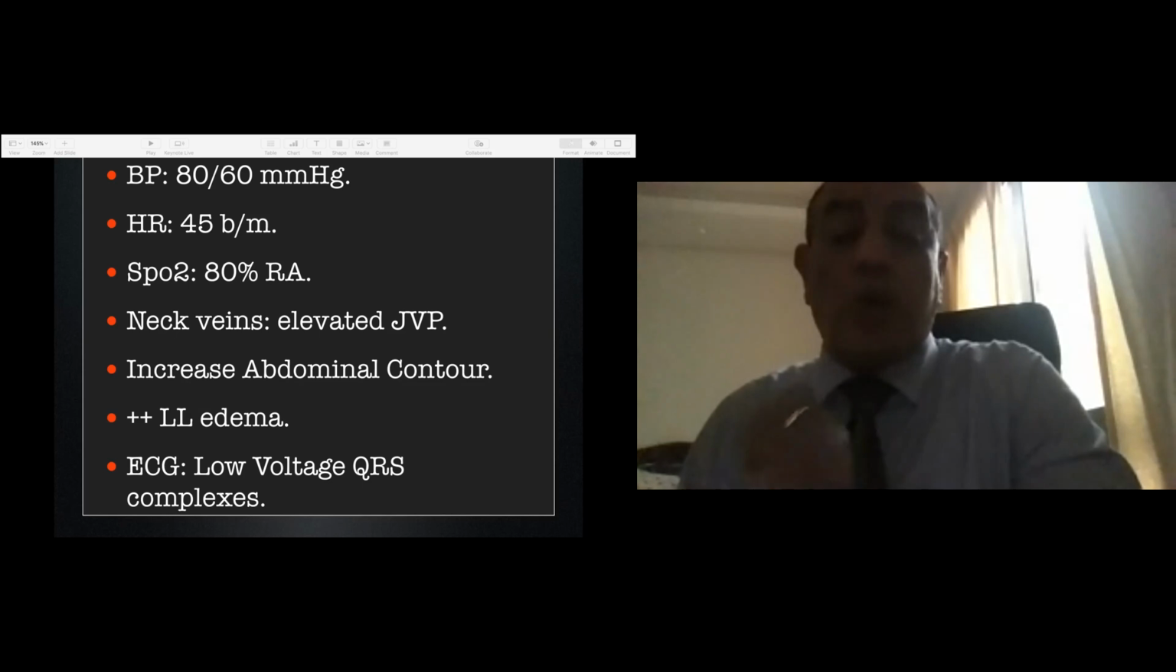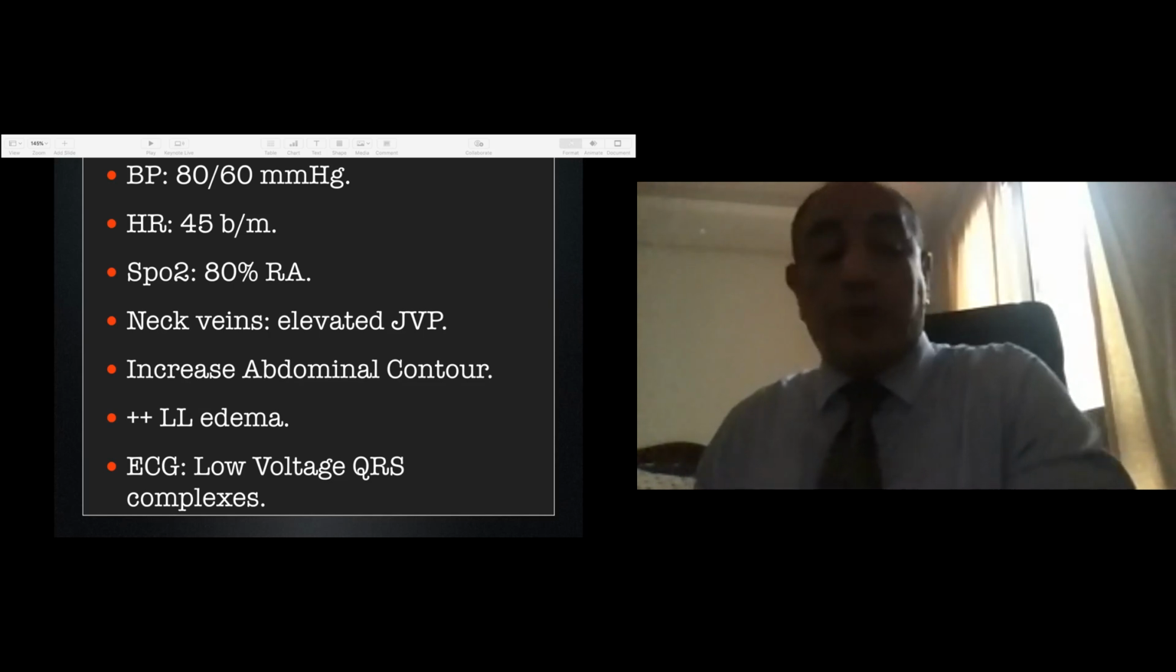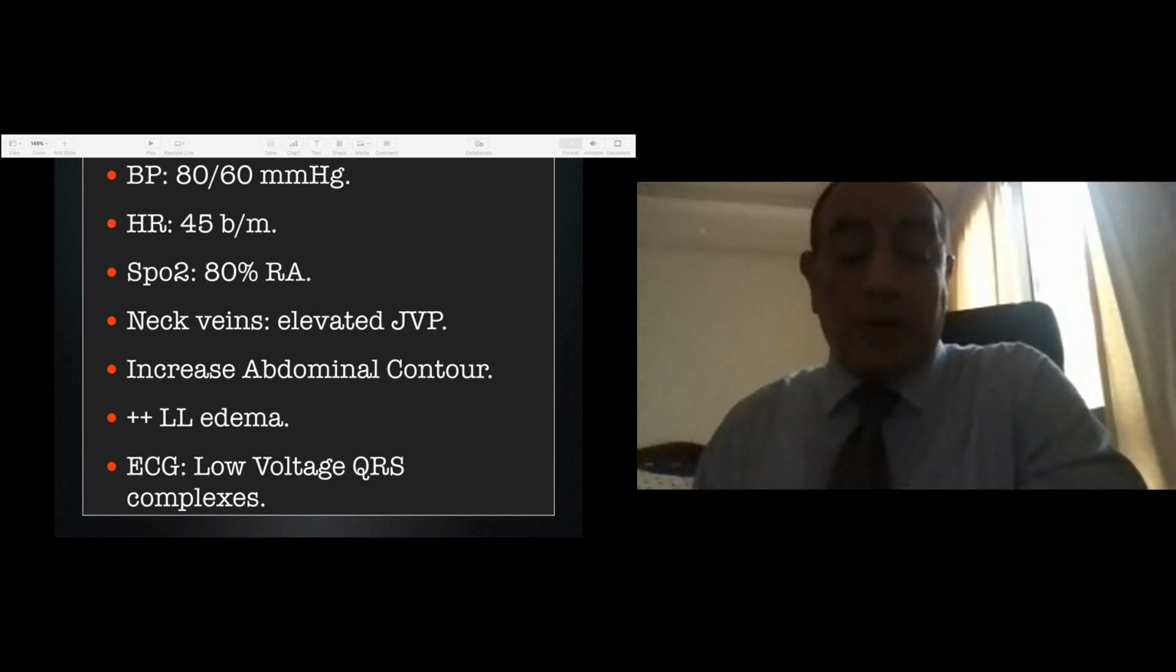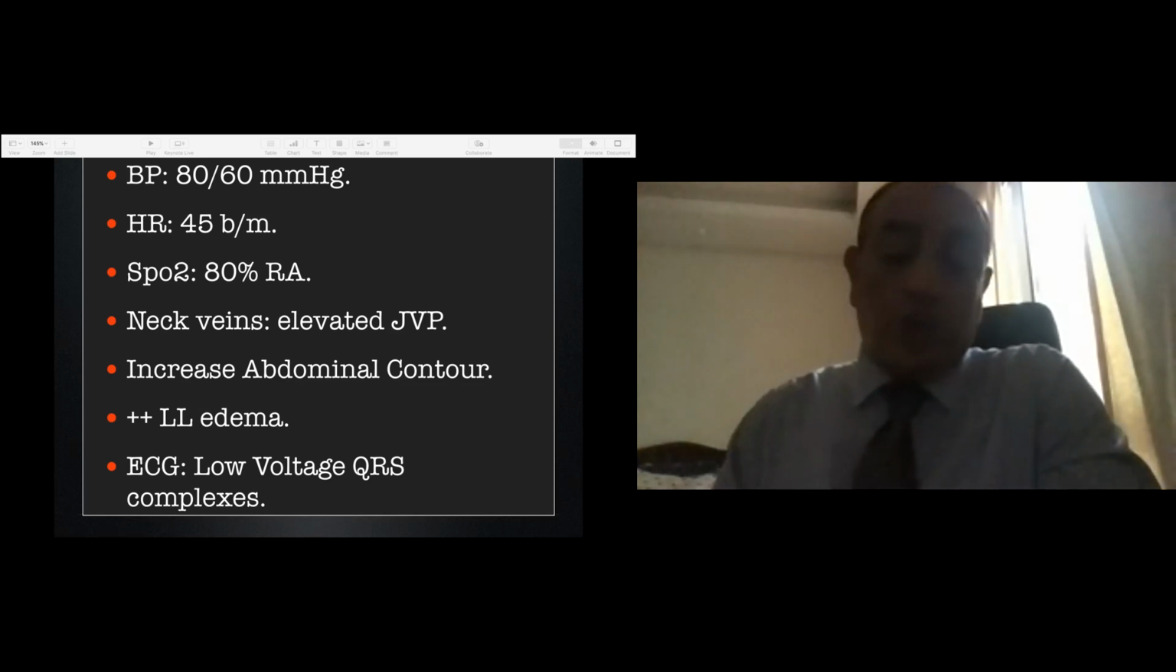Blood pressure was 80/60. Heart rate here was 45 beats per minute. No complete heart block. SpO2 80% on room air. Neck veins elevated with positive Kussmaul sign. Increased abdominal contour, bilateral lower limb edema, and ECG showed low voltage criteria.